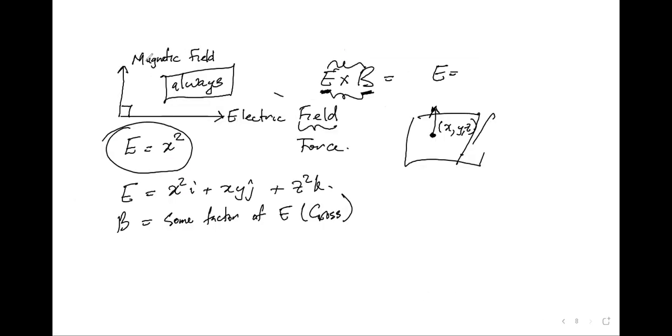So I was just trying to make a context. Why is it that we're doing all of this curl and divergence and gradient? All right, so I had a problem listed here.